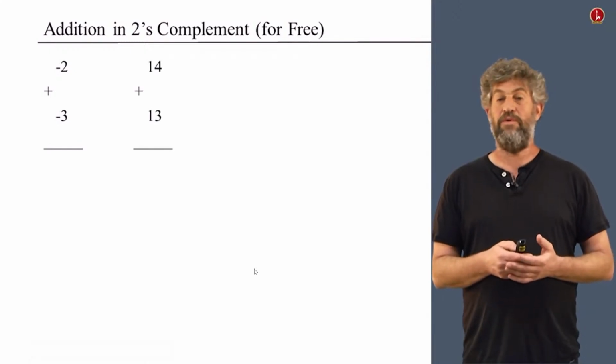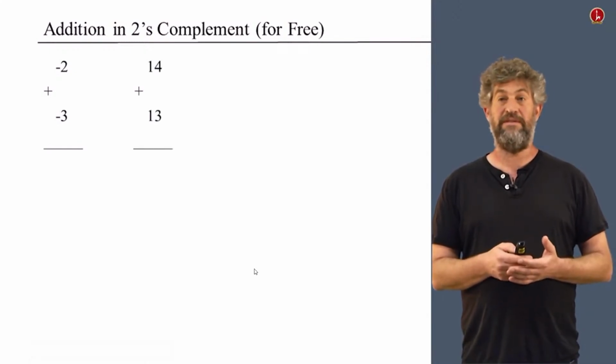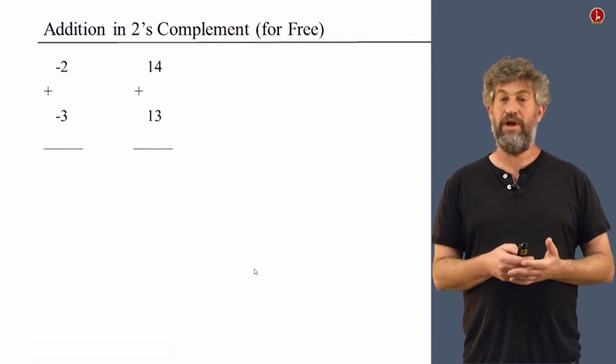So here's what happens. Negative 2 plus negative 3 is, if we use 2's complement, really 14 plus 13. So 14 plus 13, we know how to add in binary. We get the 2 binary numbers.